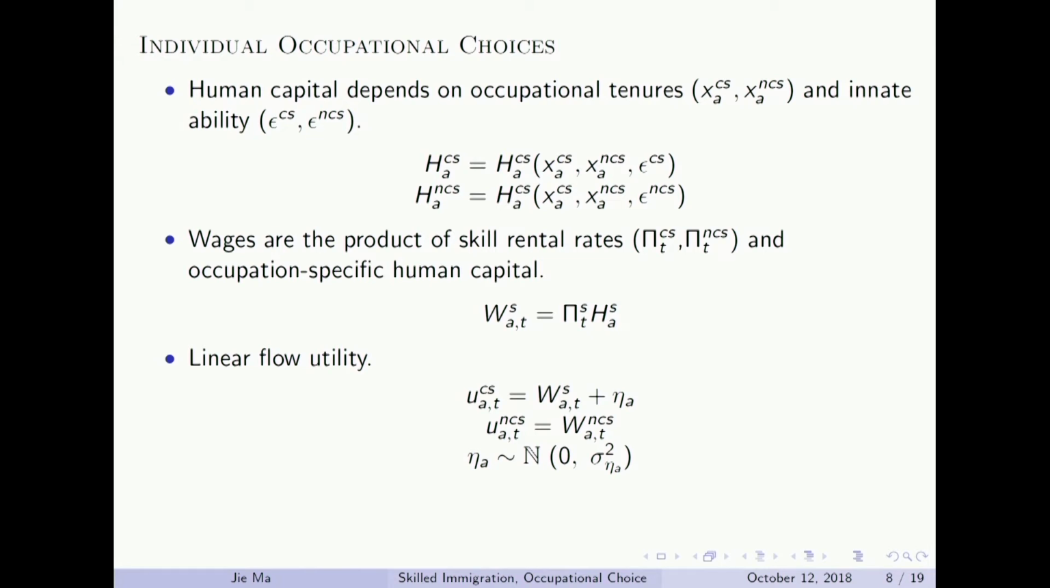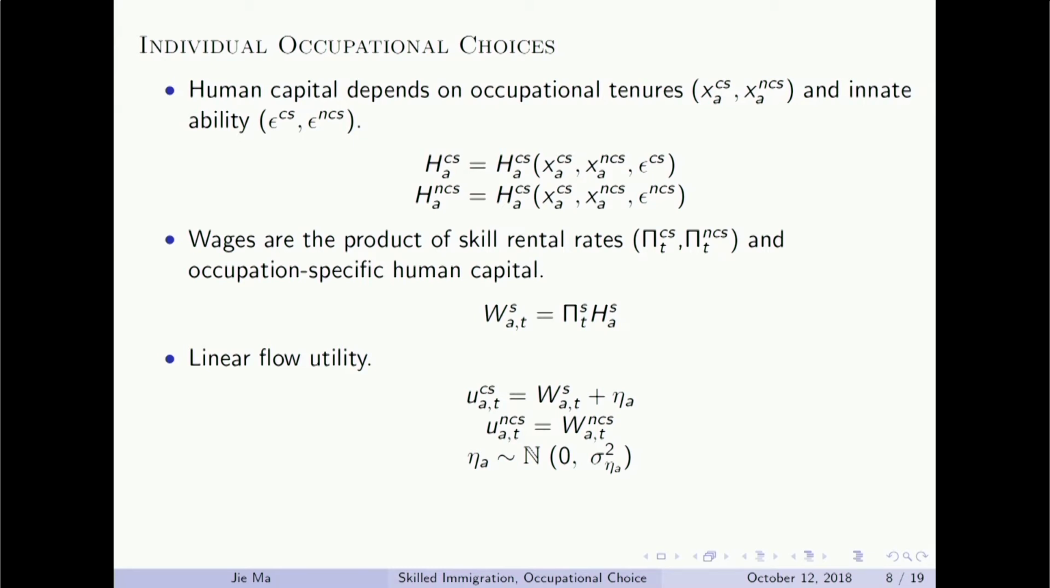So individual's human capital, as I mentioned, is occupation specific. Your human capital function is a function of your tenure in your current occupation, your tenure in the other occupation, and your innate ability, including your previous educational investment. And I also assume there is no market friction. Then the wages are determined by multiplying your human capital with the market equilibrium price for this human capital.